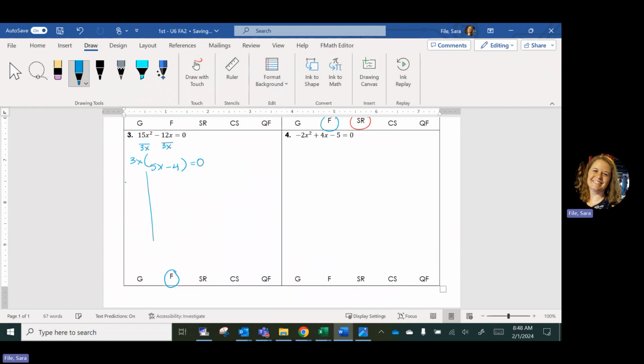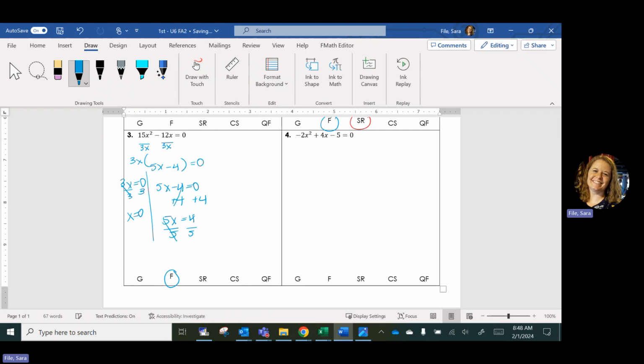So we set 3x equal to 0, and you would have to just divide the 3 over, which still leaves you with 0, because 0 divided by anything is 0. Now over here, we would have 5x minus 4 equals 0. We would have to add the 4 to both sides and then divide by 5.